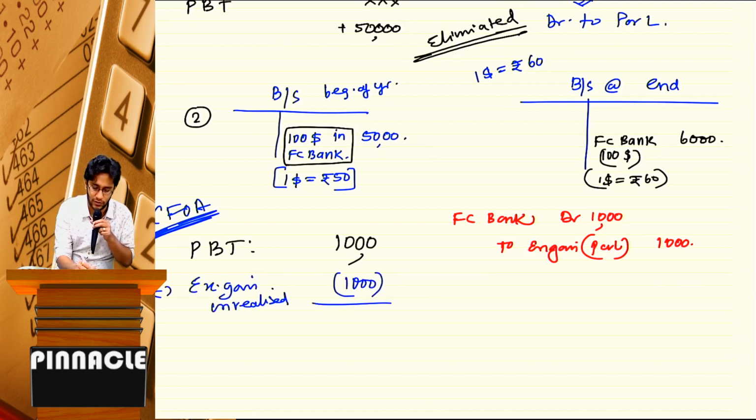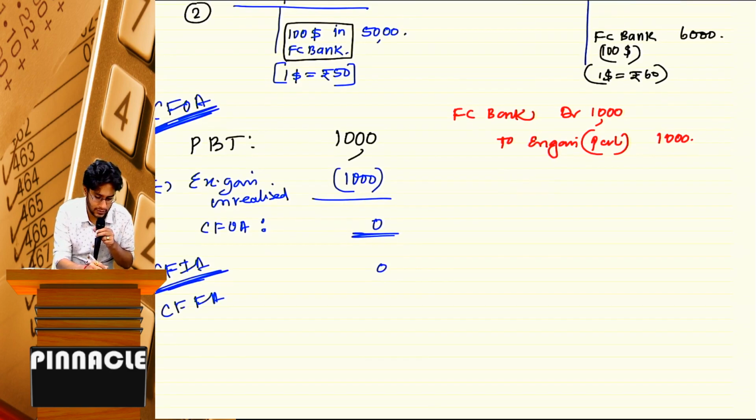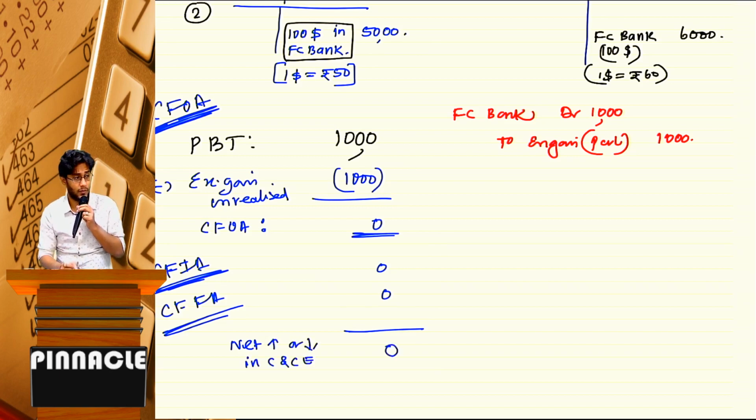Fantastic. This became how much now? 0. There are no other adjustments, I told you. This is your cash flow from operating activities. Cash flow from investing activities is 0. Cash flow from financing activities is also 0. So the net increase or decrease in cash and cash equivalents is also 0.